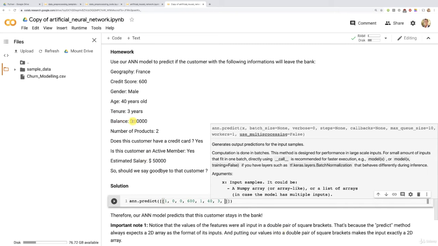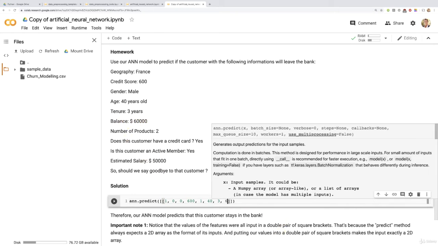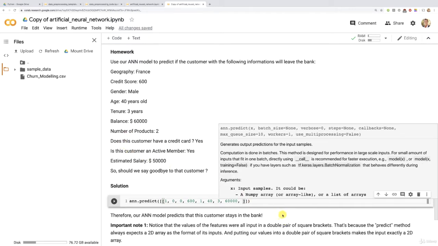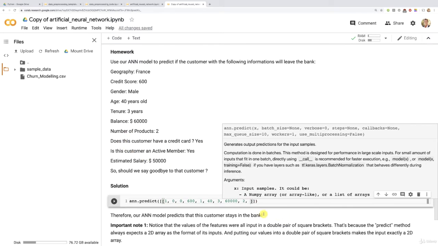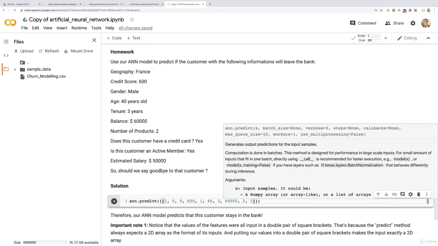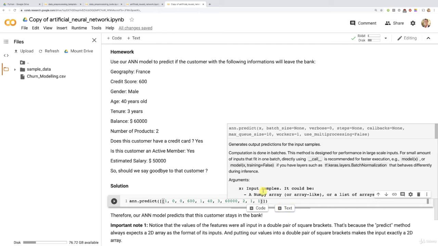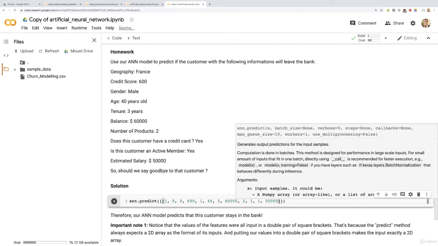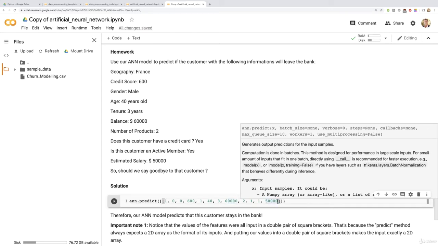Then balance $60,000. So we enter 60,000. Then let's see, number of products 2. So 2. Then, does this customer have a credit card? Yes. So 1, because 1 corresponds to yes and 0 corresponds to no. Is this customer an active member? Yes. So 1 again. And estimated salary, finally, $50,000. So our last parameter value here is $50,000. Okay? Yes, all good. Excellent.